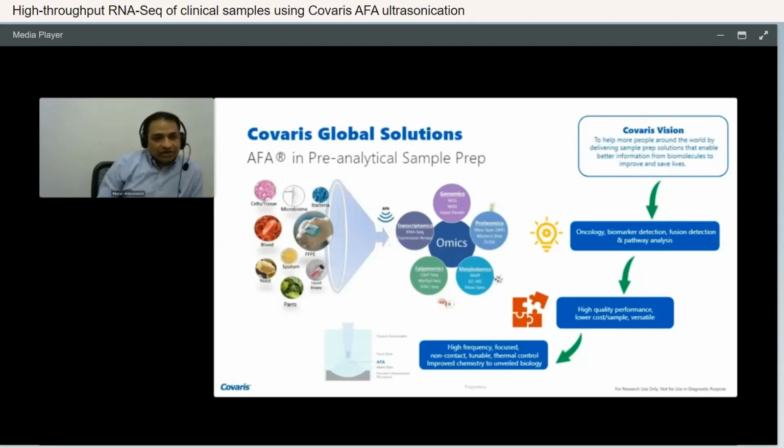The high quality data output from the AFA process helps provide deeper insights, be it in oncology, in tumor transcriptomics, biomarker detection, fusion detection, and pathway analysis. All these insights lead to actionable data that helps in improving and saving lives. That is the objective of Covaris.